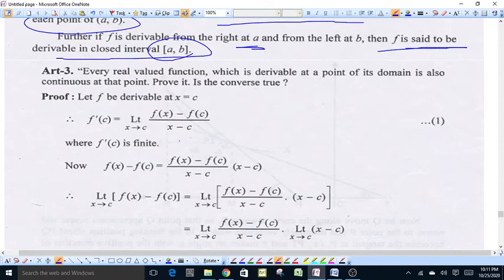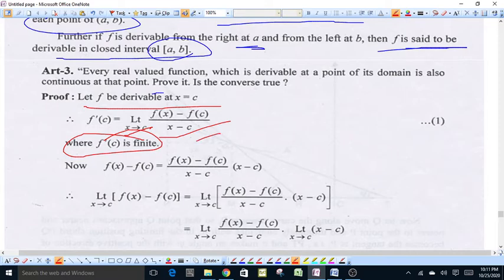Now, see this article. Every real valued function which is derivable at a point of its domain is also continuous at that point. Suppose that f is derivable at point c, then f'(c), according to the definition of differentiation, is the limit as x approaches c of (f(x) - f(c))/(x - c). This limit is finite and is denoted by f'(c).